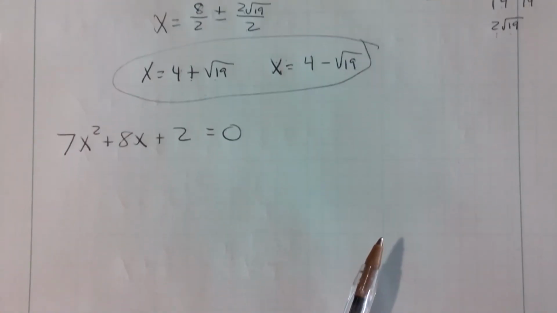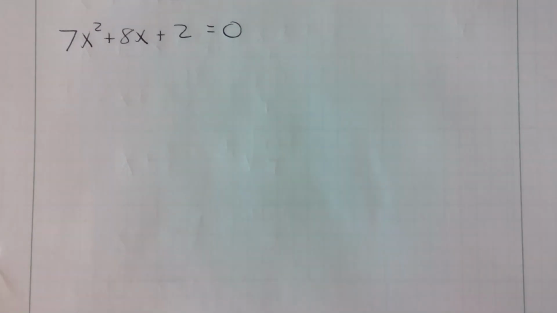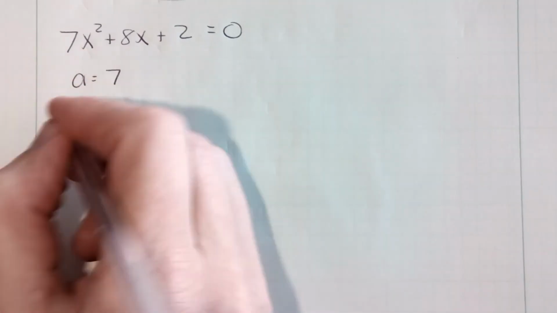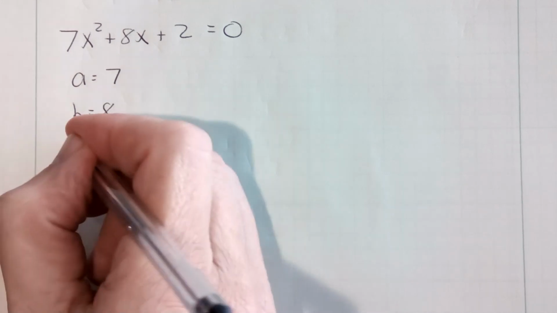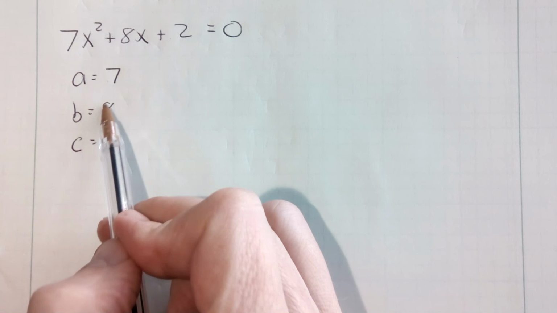Let's do another one, and then I'll just let you get to work. So here is 7x squared plus 8x plus 2 equals 0. Again, I recommend writing down a is 7, b is 8, c is 2. And if any of these had a minus sign in front of them, I'd make these minus.